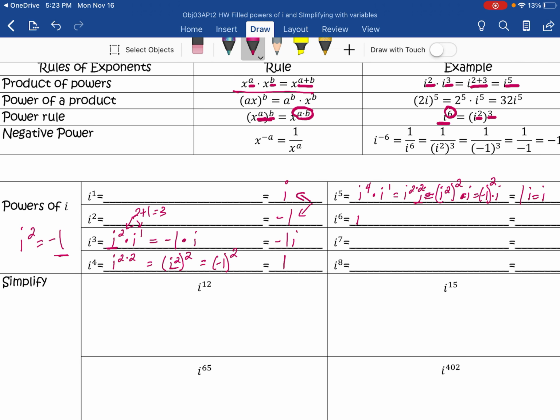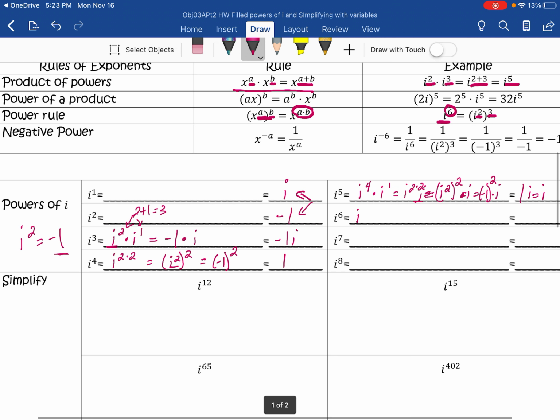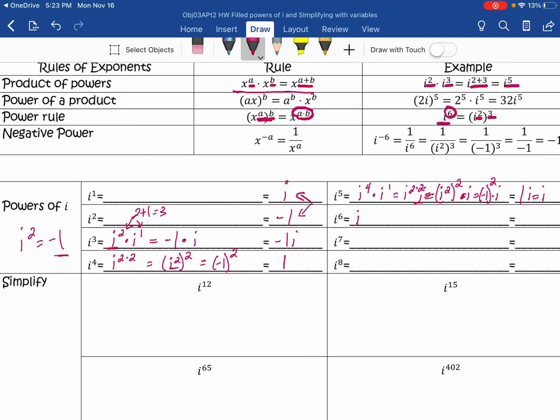We're going to do i to the sixth power. When I have an even power, I'm going to be looking at that. So i to the sixth power is the same thing as i squared to the third power, because 2 times 3 is 6. Let me just back up for a second. i to the sixth is the same thing as i squared times 3, and I can rewrite that as i squared to the third power. i squared is -1, and (-1) to the third power is -1.